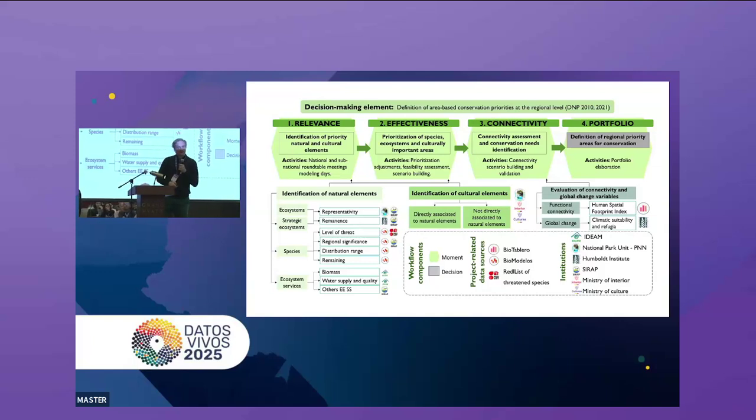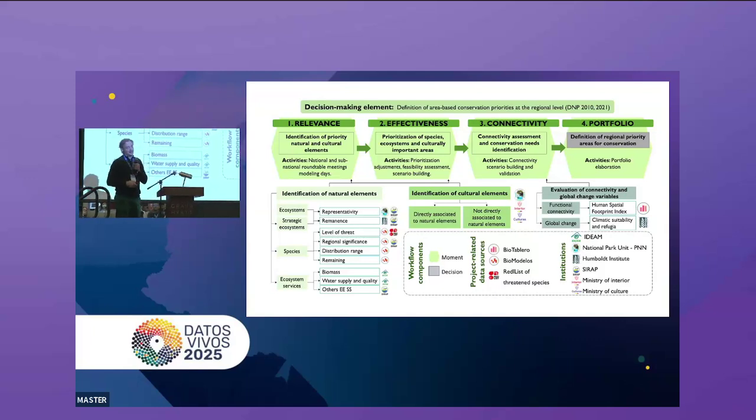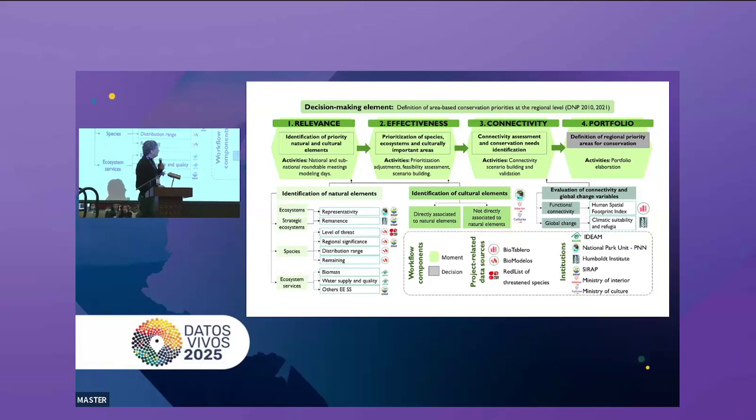El otro ejemplo es a nivel regional, que tiene que ver con la definición de prioridades para la conservación. Este flujo de trabajo tiene 4 pasos que terminan en la definición de áreas prioritarias para la conservación. E igualmente, como lo hicimos con el ejemplo anterior, encontramos en cuáles de estas fases y de qué manera los productos que se desarrollaron en los proyectos son relevantes.